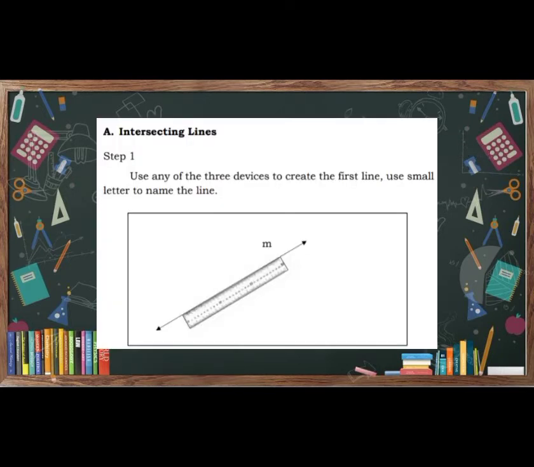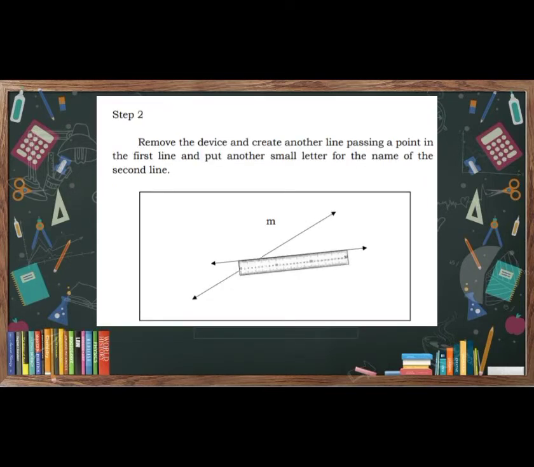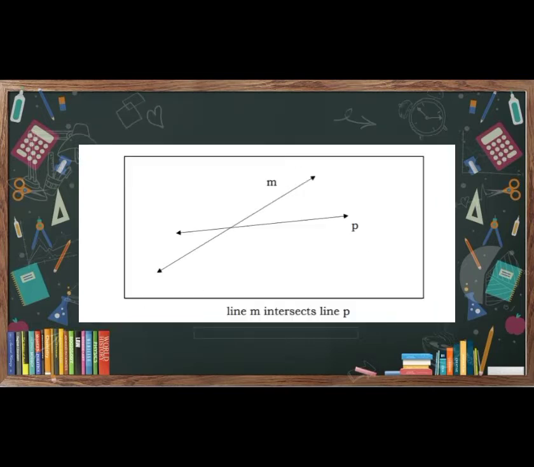Intersecting lines. Step 1. Use any of the three devices to create the first line. Use a small letter to name the line. Step 2. Remove the device and create another line passing a point in the first line and put another small letter for the name of the second line.